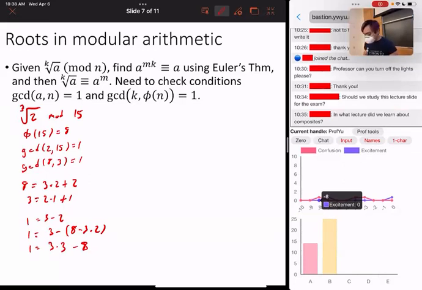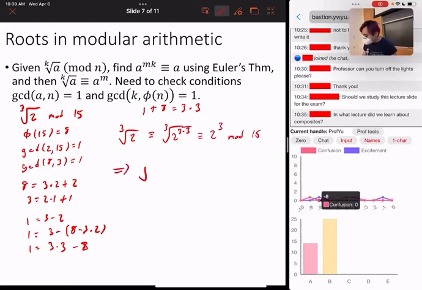So once you have this, that also means that 1 plus 8 is equal to 3 times 3, just by shifting things around. And so the cube root of 2 is congruent to 2 to the 3 times 3, which is also 1 plus 8, which is congruent to 2 cubed mod 15. So overall, this means that the cube root of 2 happens to be equal to 2 cubed mod 15, which is congruent to 8 mod 15.